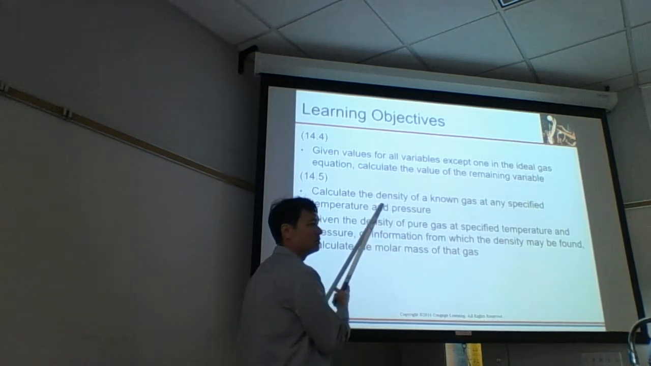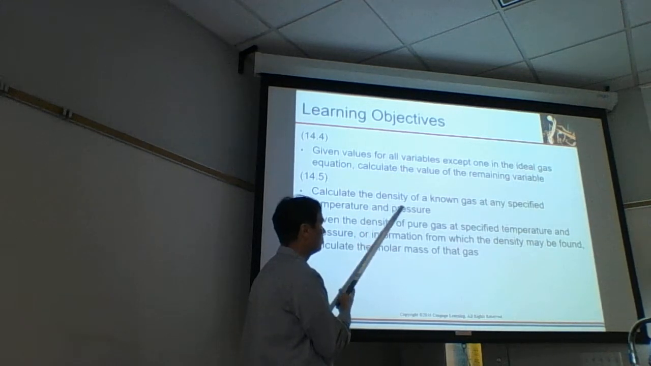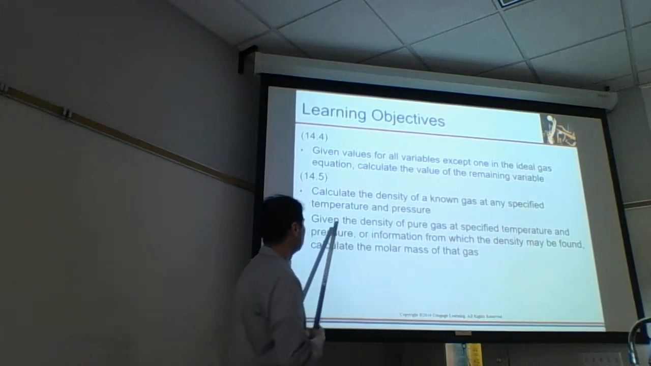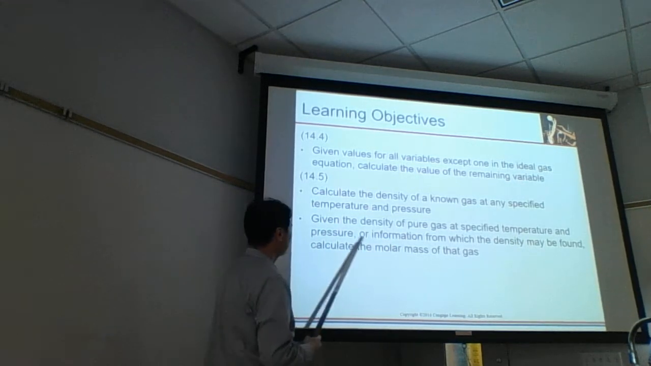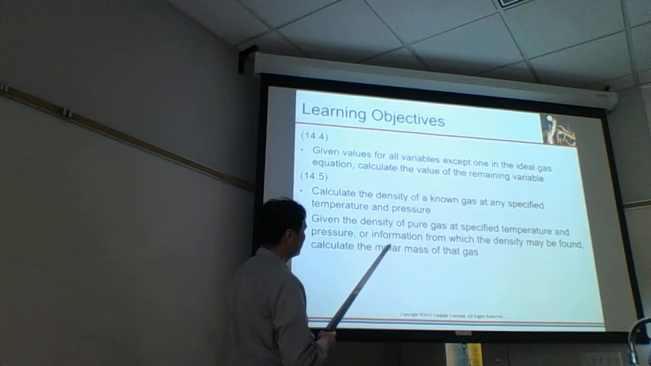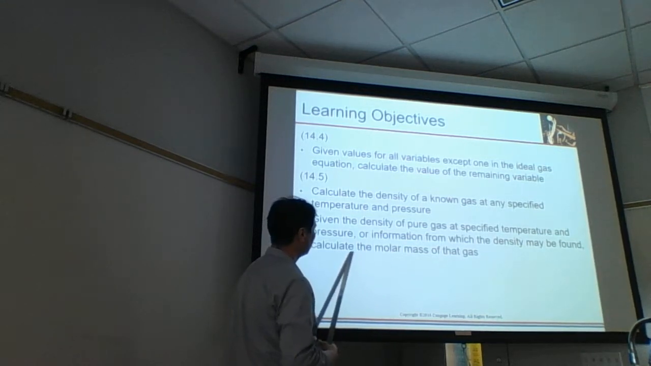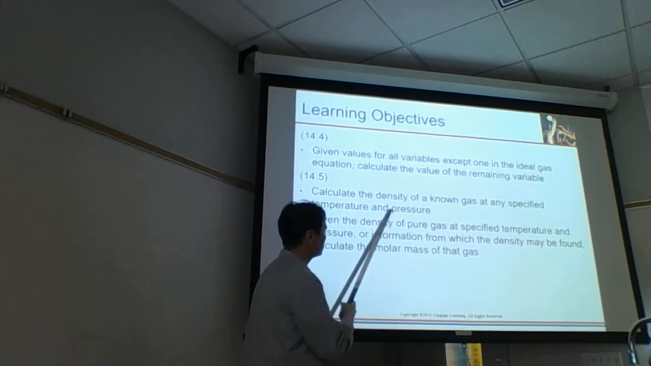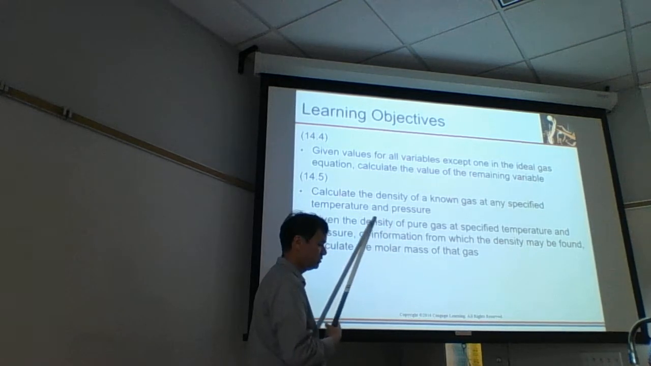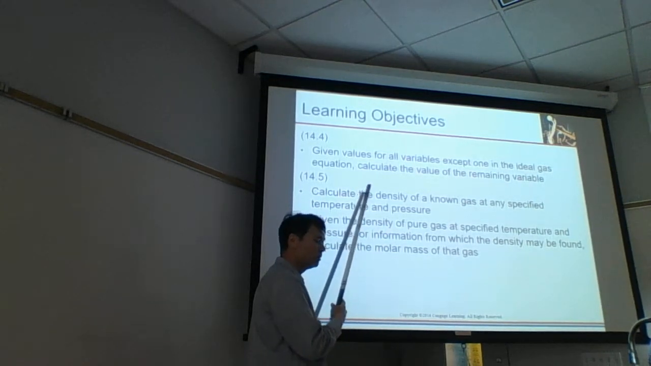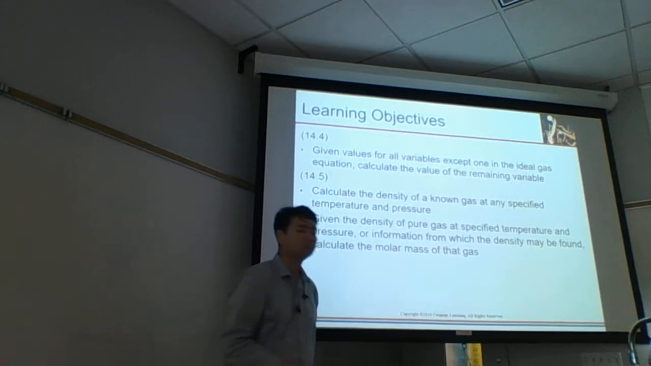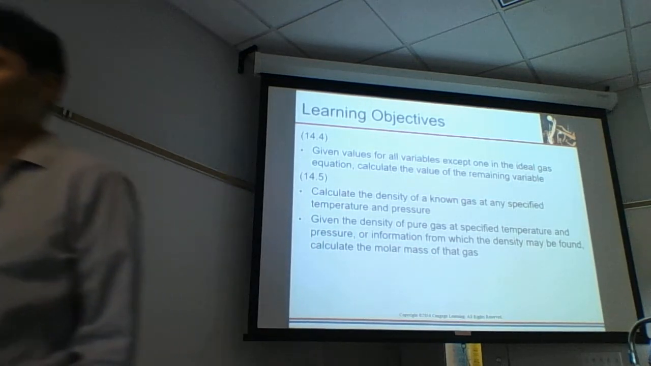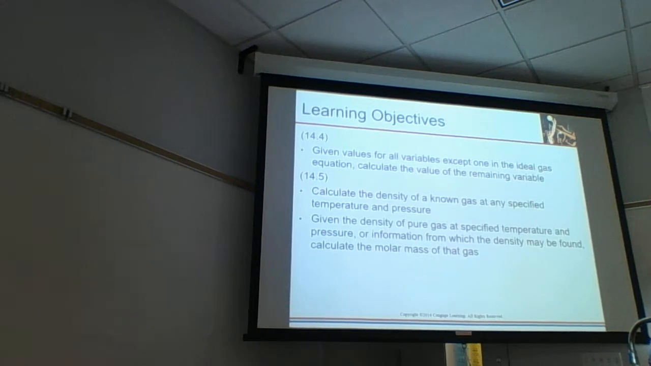But for gases, we can just go ahead and calculate the density of any gas if we know its molar mass. We'll talk about that. Given the density of a pure gas at a specified temperature and pressure, or information from which the density may be found, calculate the molar mass of the gas. So these two things are related, density and molar mass. If we know the molar mass, we can figure out the density. If we know the density, we can figure out the molar mass, if it is a pure gas, or the average molar mass of a mixture.